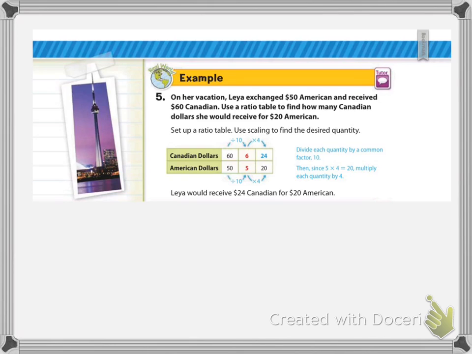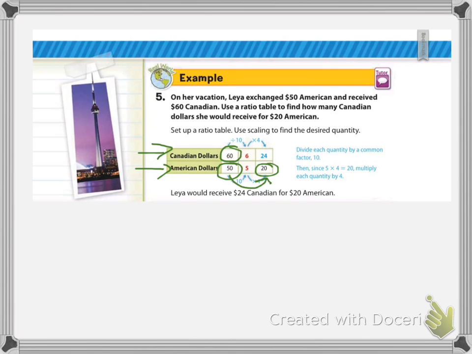So you've got your ratio here. So you've got your Canadian dollars and your American dollars. So for 50 American dollars, she gets 60 Canadian dollars. So they've set the 60 on top, 50 on the bottom here. Just make sure you're keeping up with where the words are. So it wants to know how much she's going to get in Canadian dollars if she uses 20 American dollars. So you can't do anything to go from 50 to 20.